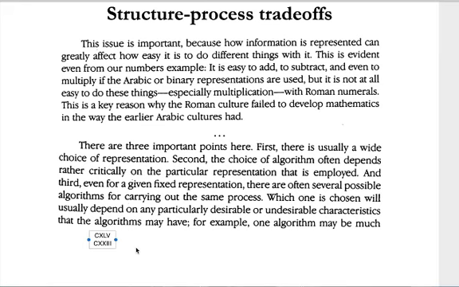Which one is chosen will usually depend on some particularly desirable or undesirable characteristics, right? And this is going to be very much true not just for representing numbers, but also for representing language. We'll get there shortly. Let's come back to the example that we discussed in the first few classes here of choosing a random person out of 8 people in the class to win a prize.